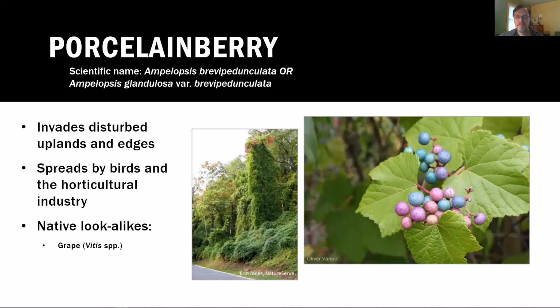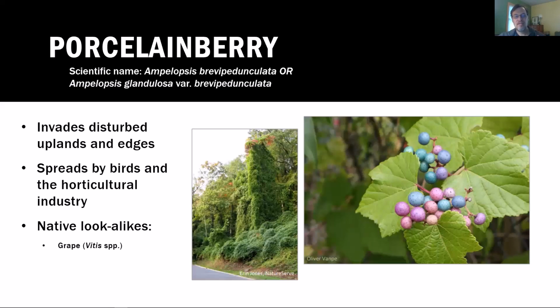It has the same growth habit. It'll grow up on top of shrubs and onto trees and kind of smother them the same way that some grapes can. And it occurs in disturbed places, along edges, along roads, edges of fields. And it has berries with seeds, so it's spread by birds. And it got here through the horticultural industry and people basically planting it as an ornamental. The berries are very pretty.